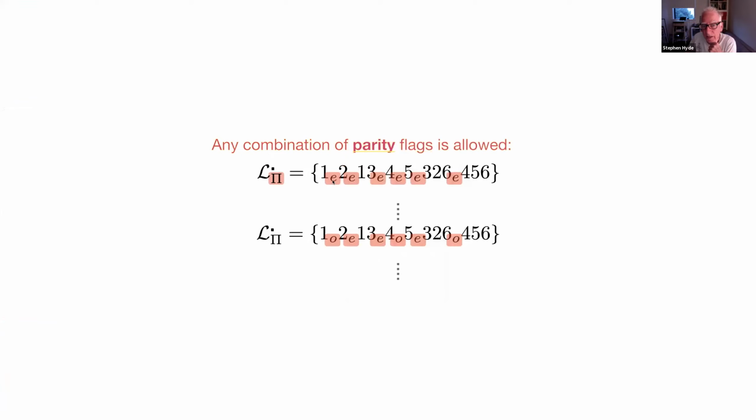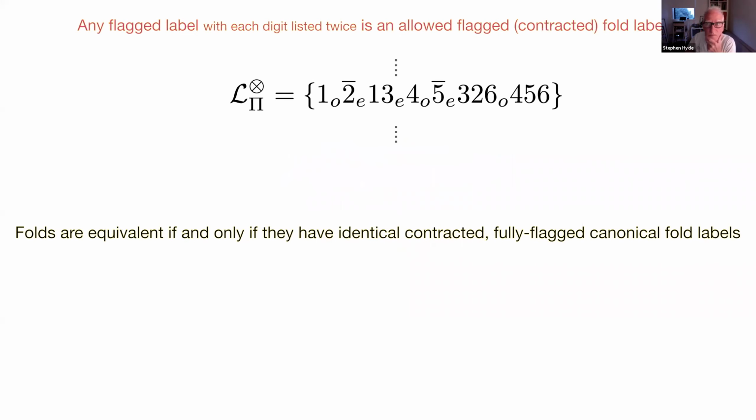The next rule is that I can also make the parity of any one of those ribbons even or odd. So I start with any possible label. I can have any possible combination of annular and Mobius, and any possible combination of even or odd. And any one of those labels, I can draw it physically as a fold.